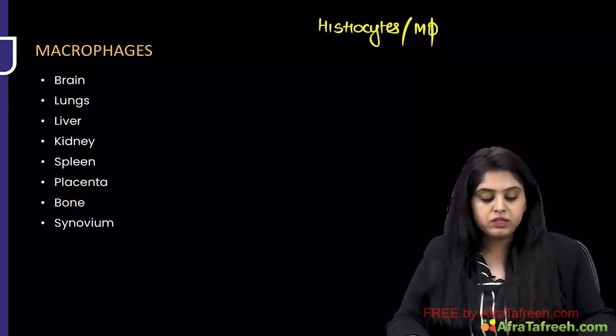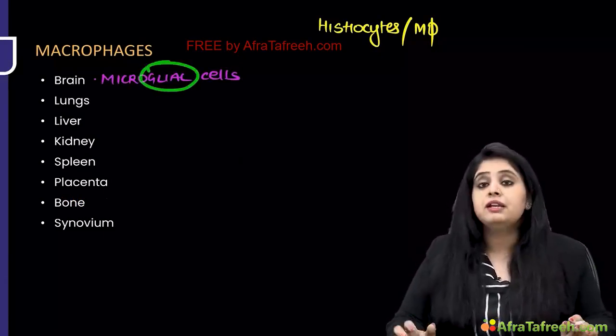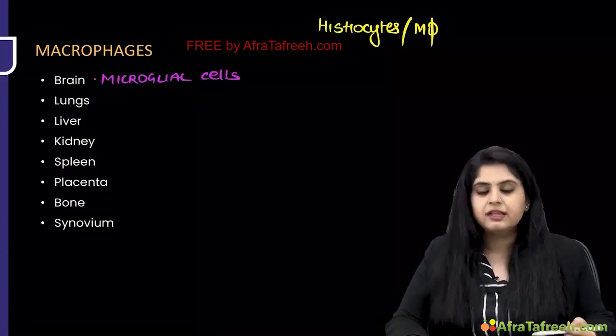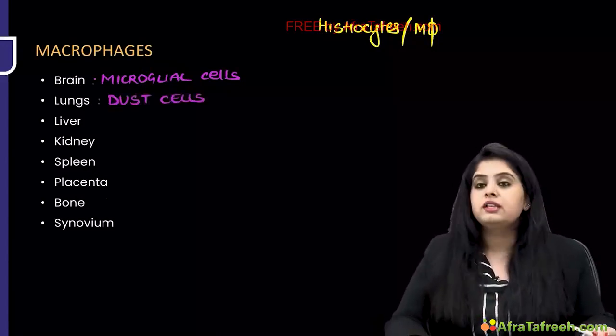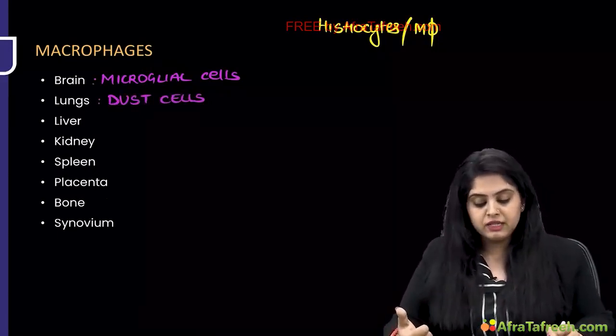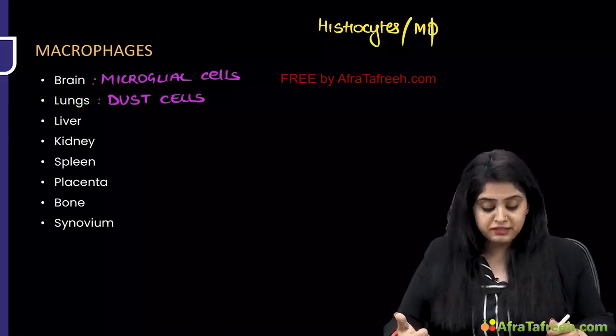So for example, what do you call them in the brain? In the brain you have glia, na? So brain mein you're going to call them glial, microglial cells. What do you call them in the lungs, guys? Lungs mein to kitna zyada pollution, dust and all is there. So in the lungs you call them dust cells. So in the brain, because there was glia, you call them glial cells. Lungs mein there's a lot of dust, so you call them dust cells.